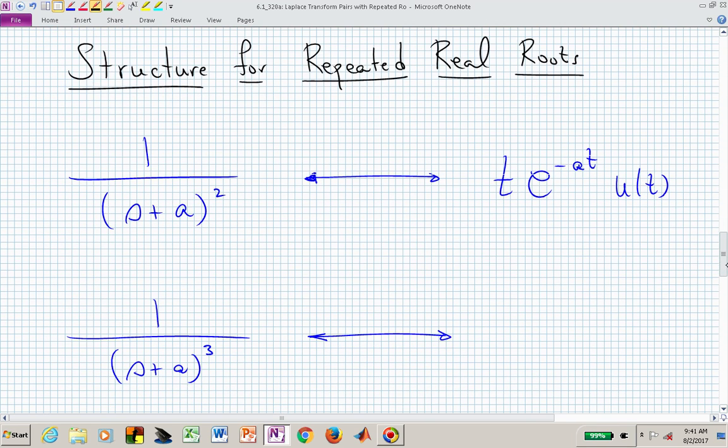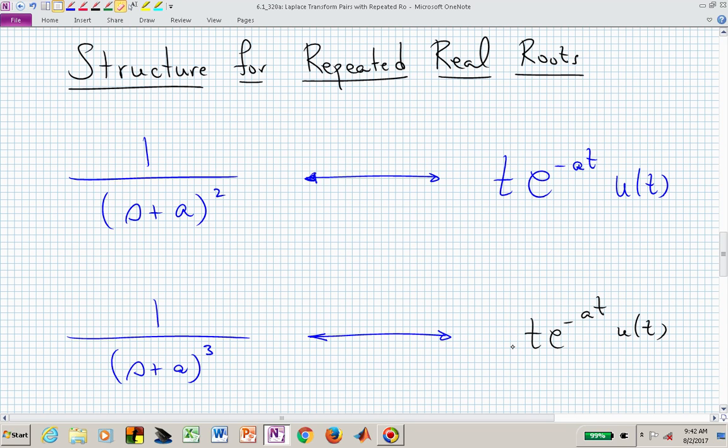If that's the case, then what would you expect the structure to be associated with 1 over s plus a cubed? Now the pole at s equal to minus a is there 3 different times. What would you expect the time domain structure to be? Well, in general, we would say, well, we had t e to the minus at u of t, but we need to stick a t in front of it. So that's what we're going to do.